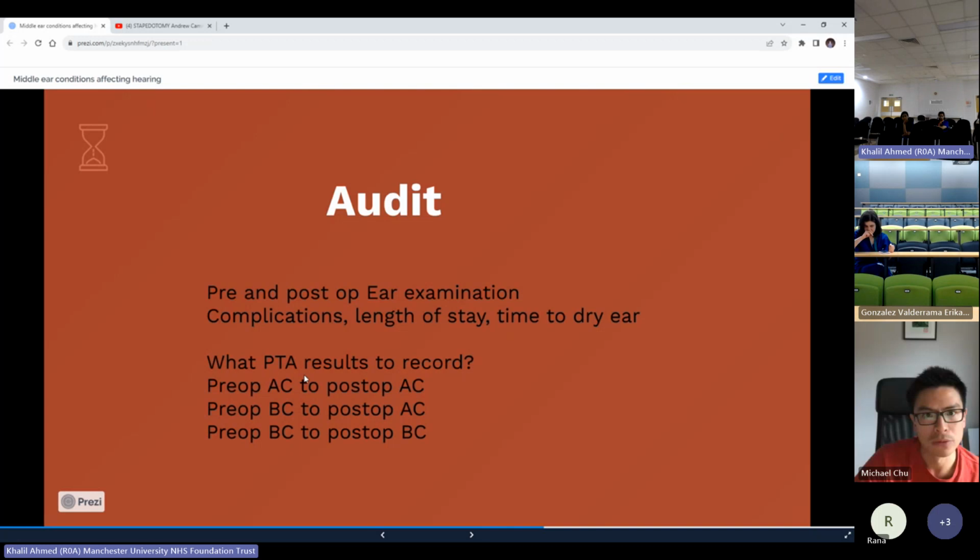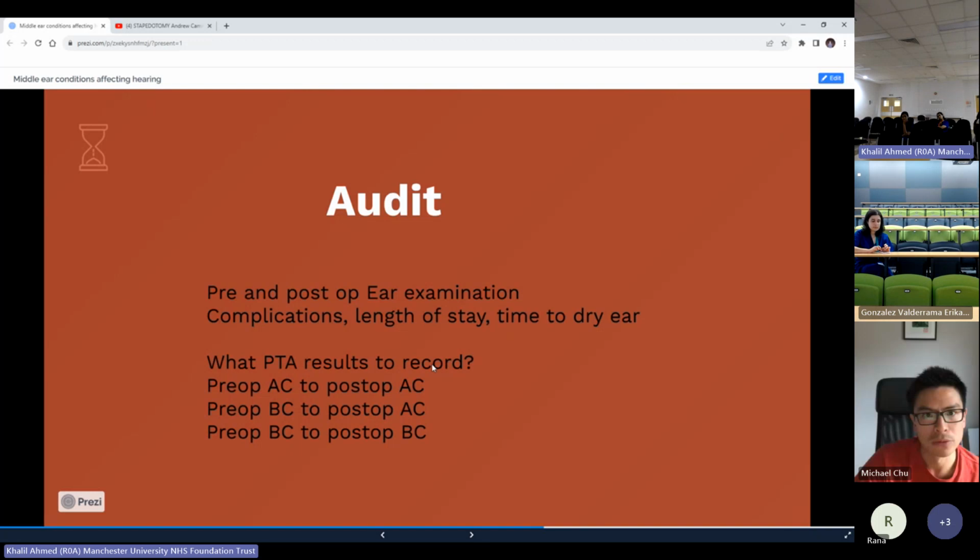Just make sure whenever you practice that every patient has an audiogram before their ear surgery and an audiogram after their ear surgery, yeah? That's pretty basic, isn't it, for good care of ears? And you can go through and record the results. So what do you record? Look, here are some. Pre-op air conduction to post-op air conduction. Pre-op bone conduction to post-op air conduction. Pre-op bone conduction to post-op bone conduction.